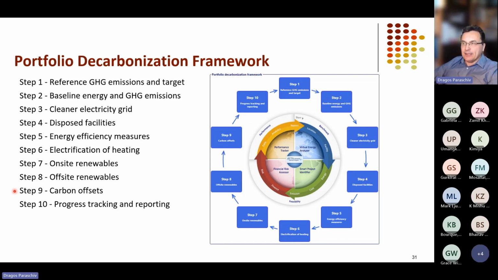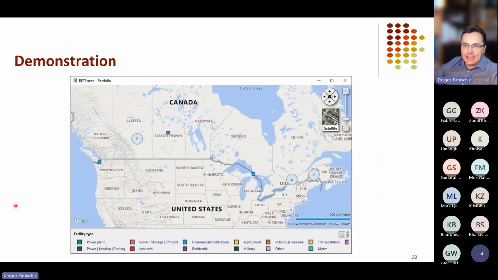And all this is done on the same idea of being able to generate reports so that we can monitor progress and share these results in reports to various stakeholders of the project. So that takes us to the last demonstration, which is going to be through a portfolio file. And let me go to RETScreen.